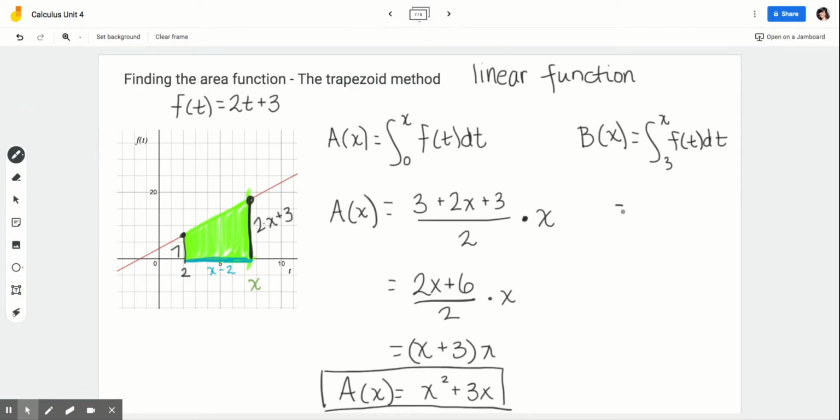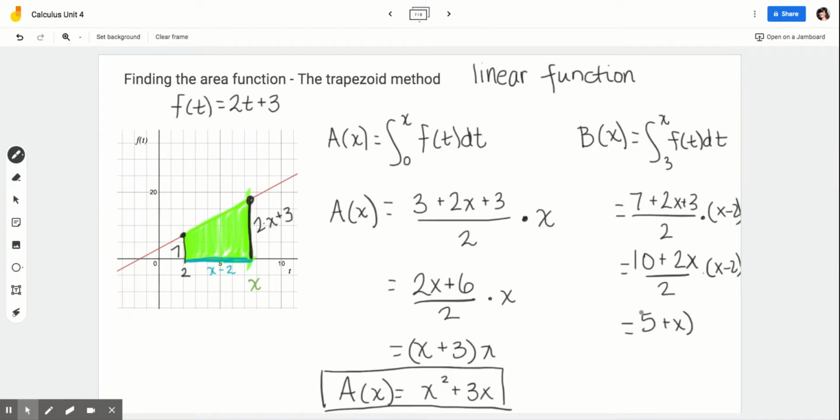So if I went to write that function, instead of 3 at the start, I now start with 7. I still add 2x plus 3 as my other side. I still divide by 2, but now the base that I multiply by is x minus 2. All right, so 7 plus 2x plus 3, which is 10 plus 2x, divided by 2 times x minus 2 is 5 plus x times x minus 2, which gives me this function, B of x equals x squared plus 3x minus 10.